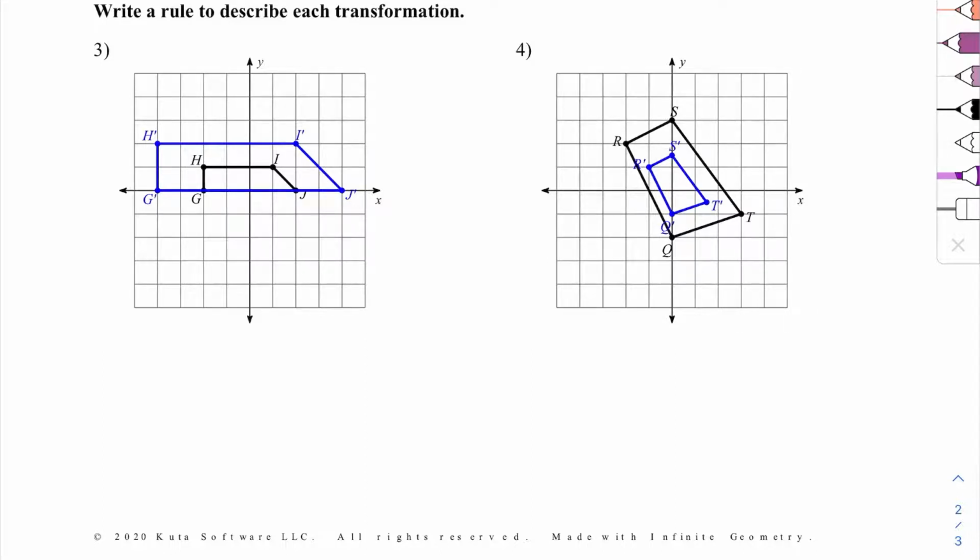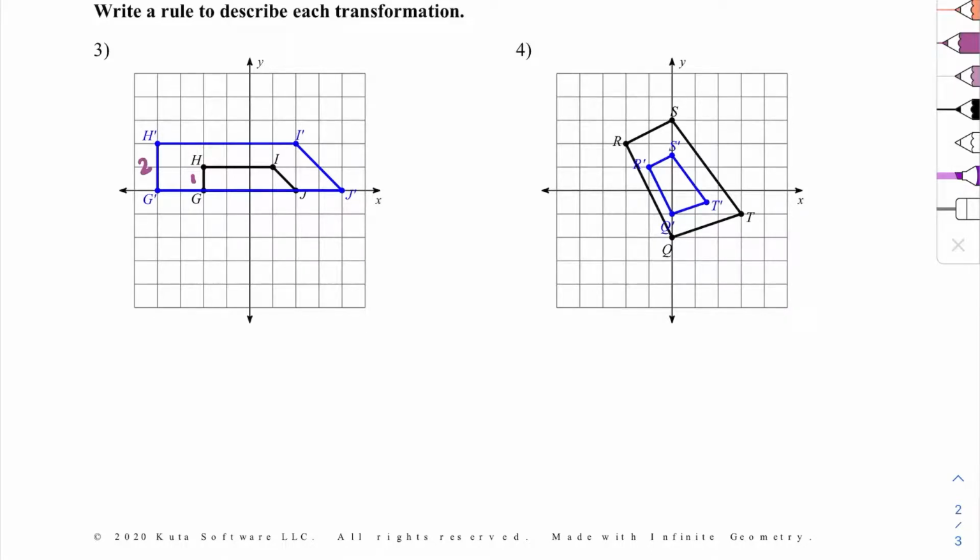So notice that the black figure is the smaller one and it does not have primes. Notice that the blue figure, which is the bigger one, does have primes. So since the original, the black one, is smaller, this means the new figure is getting bigger. So our scale factor should represent a dilation that is getting bigger. So I'm going to start with side GH here. This is just 1 unit tall. Now G prime H prime is 2 units tall.